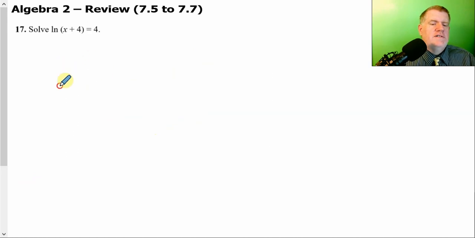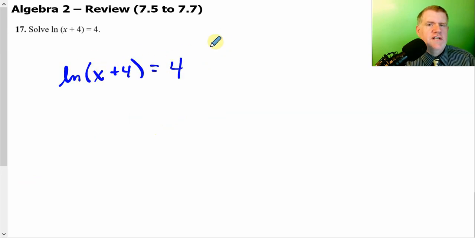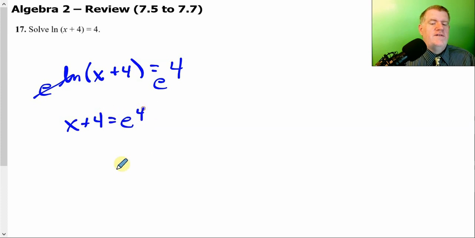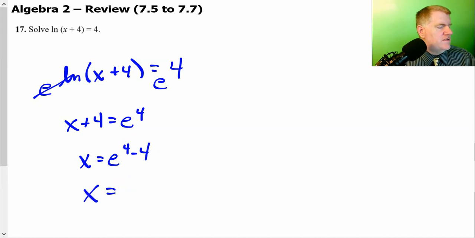All right, solve. We have a natural log. What's the inverse of that natural log there? E. That's one way to do it, because these cancel out. And subtract 4 from both sides. So x is about 50.5982.